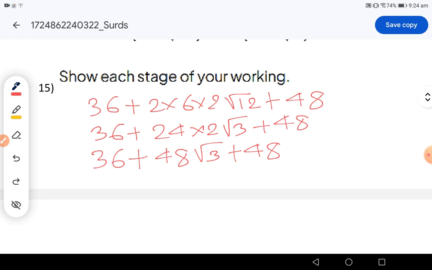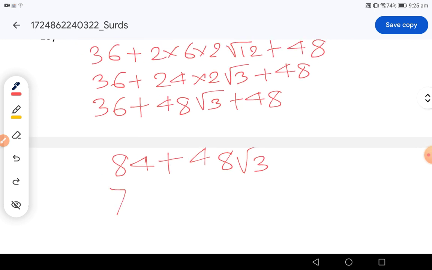So 48 plus 36 is 84. 84 plus 48 root 3. Okay, 12 common. 12 times 7, 84. 12 times 4, 48, so 4 root 3. So it is proved.